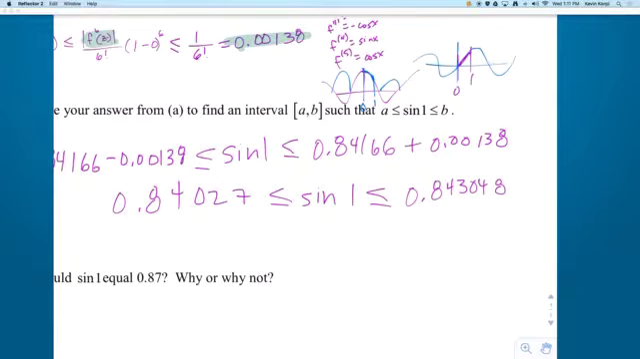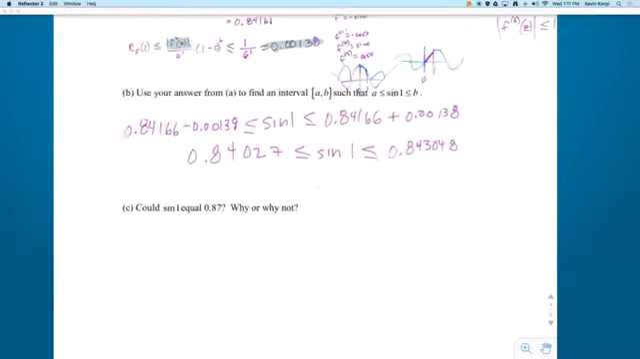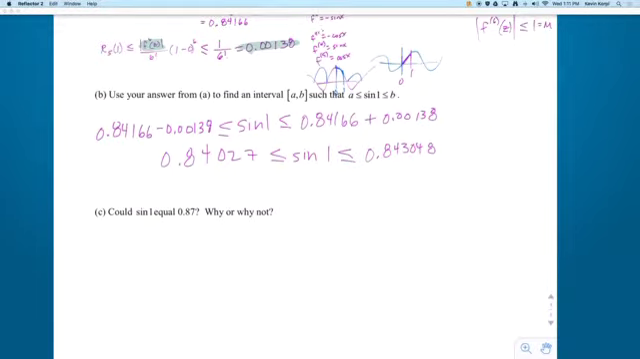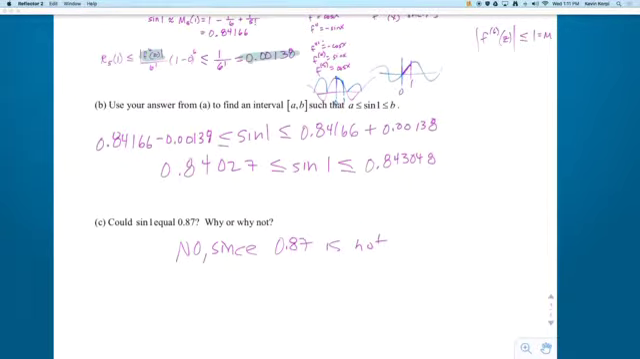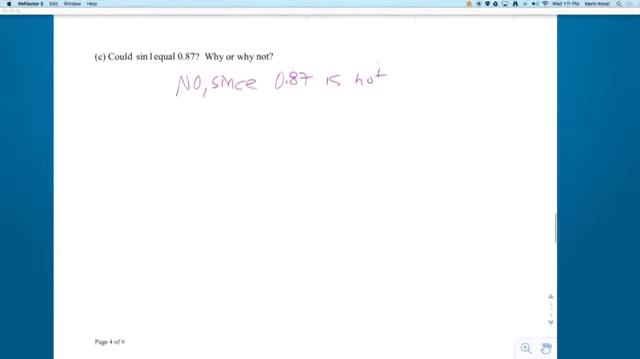We know that sine of 1 is going to be in between there. Now let's do the follow-up question. We'll actually figure out what sine of 1 is. Could sine of 1 equal 0.87? No, since 0.87 is not in the interval from part B. I'm not going to write all that out. Got it? Yes. All right.